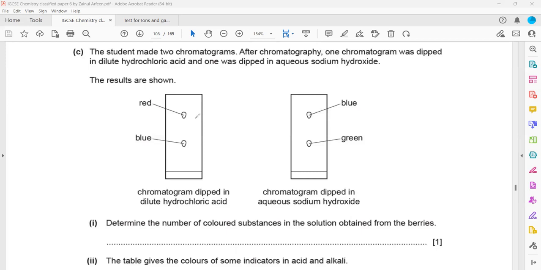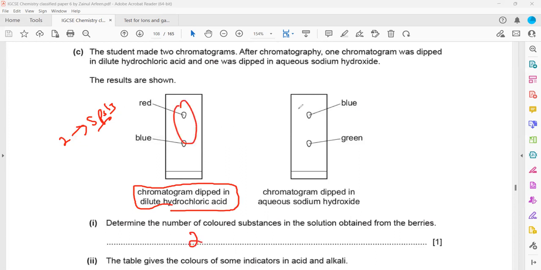Yeah, there will be something left on the baseline so that it shows insoluble. Look, first when we dipped in hydrochloric acid, how many spots do we see? We see 2 spots. So the number of spots shows how many colored substances there are. How many spots? 2 spots. So that's why 2 colors.